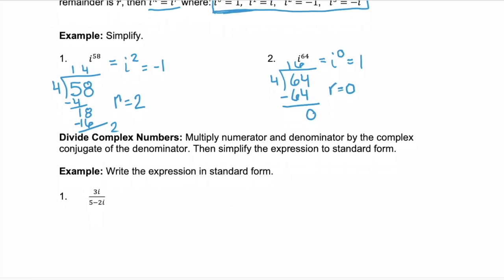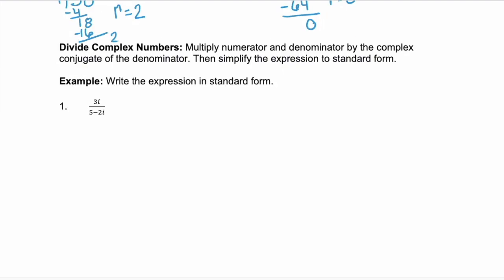Now, what if we divide complex numbers? Well, remember when we divided with radicals and we couldn't have a radical in the denominator? The same applies with complex numbers. We can't have an imaginary number in the denominator. So we need to multiply by the conjugate in order to eliminate that imaginary number from the denominator.